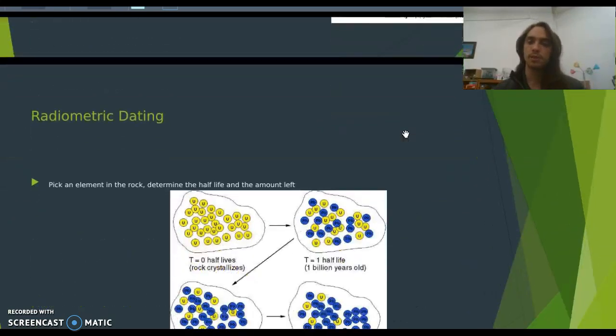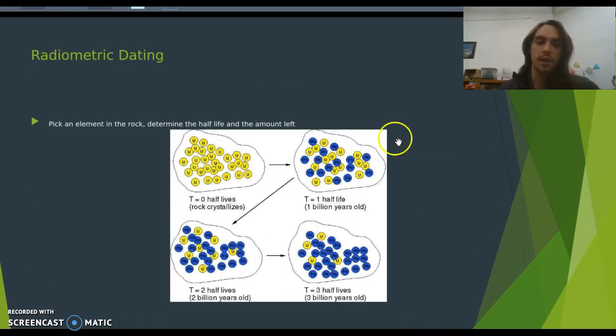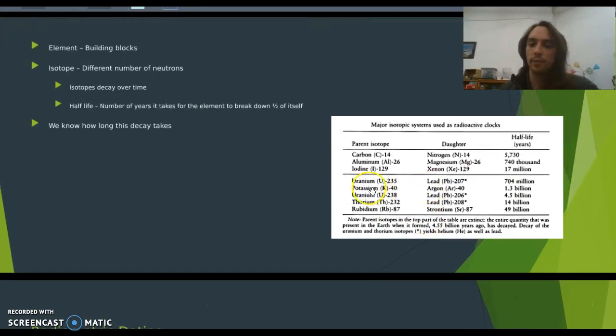So here's an example so that you can kind of see what I'm talking about here. So they pick an element in a rock, and then they determine the half-life and the amount left of that element in the rock. So for this example, we've got uranium. So let's go up here and find uranium right here. Uranium-235, that's the isotope. Remember, an isotope is just an element with an uncommon number of neutrons. So in an element, we've got electrons, protons, and neutrons. The electrons and protons stay the same. The neutrons are what change.